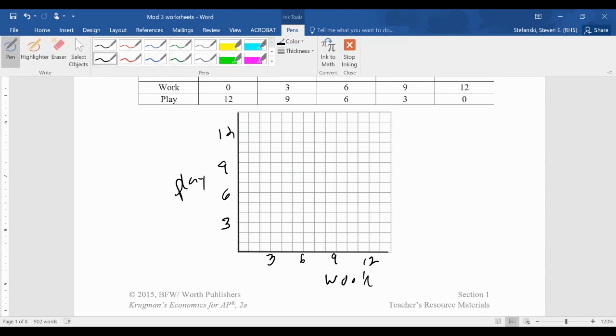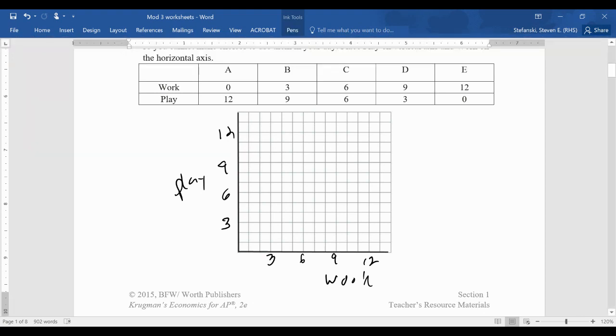Let's choose a different color. We'll go with red. If we're at point A, that would be 0 work, 12 hours of play. Then it says 3 and 9, so that would be right here. This would be B. Then 6 and 6 would be right here, and 9 and 3 would be right here. So this would be C, D, and E.